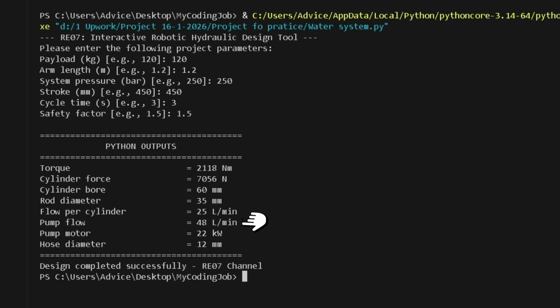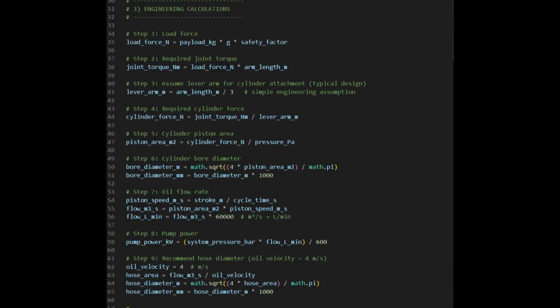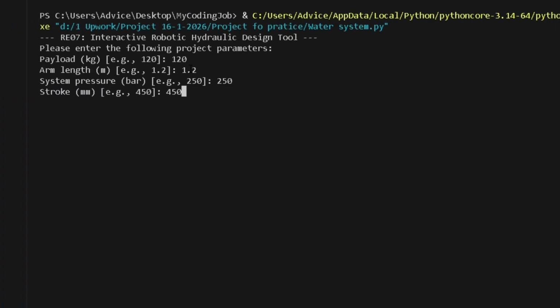Step 7. Calculating pump motor power. Now we calculate how much electrical power is needed to drive the hydraulic pump. The standard hydraulic power formula is power in kW equals pressure in bar times flow in liters per minute, divided by 600. Python performs this automatically.